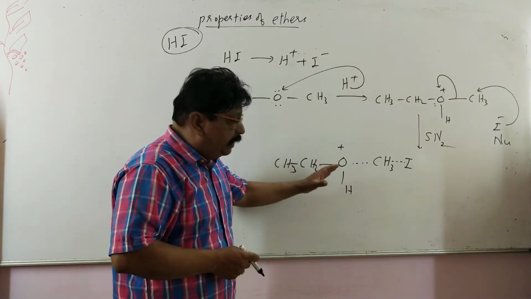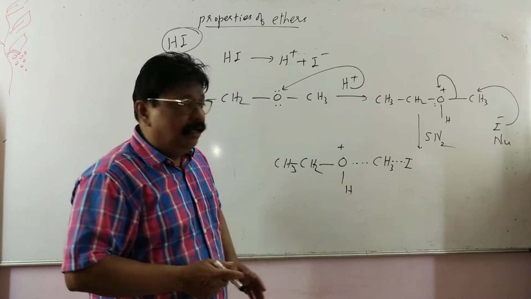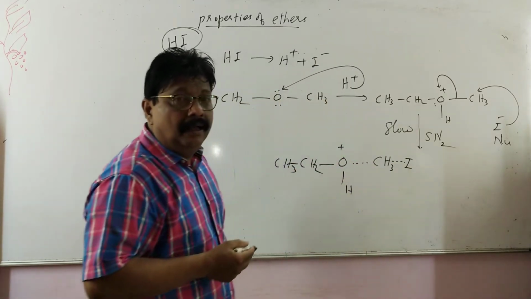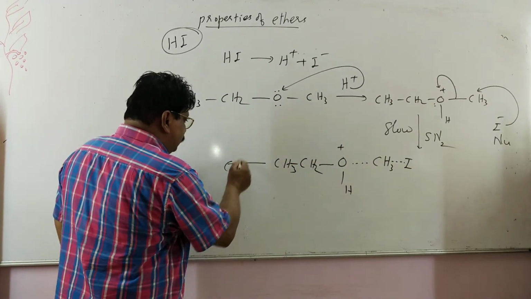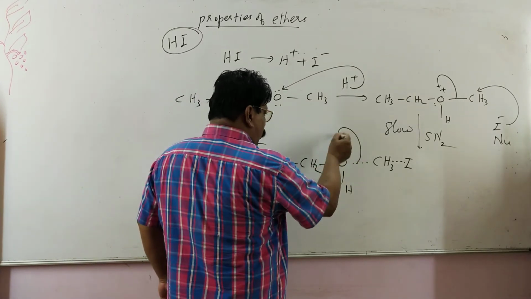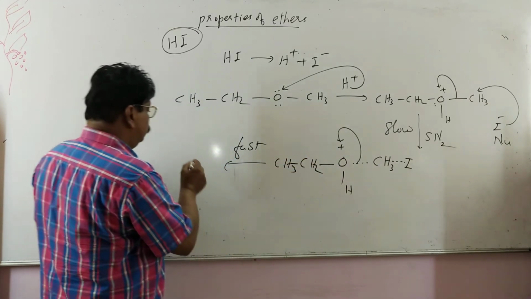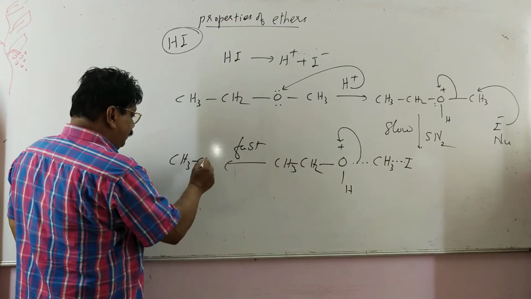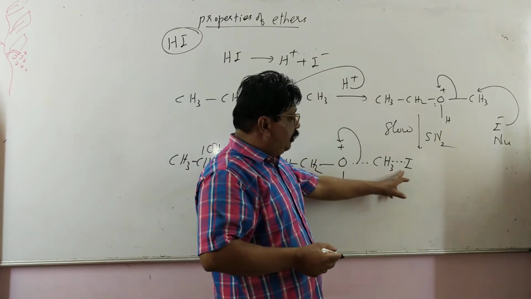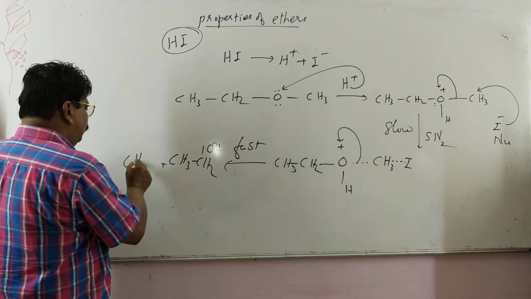This is the intermediate here. It is an SN2 mechanism. That means this is the slow step. Now the next step will be fast. This bond will break to neutralize this positive charge. So we are getting ethanol, and the bond between CH3 and I will become very strong now. So we will get methyl iodide.